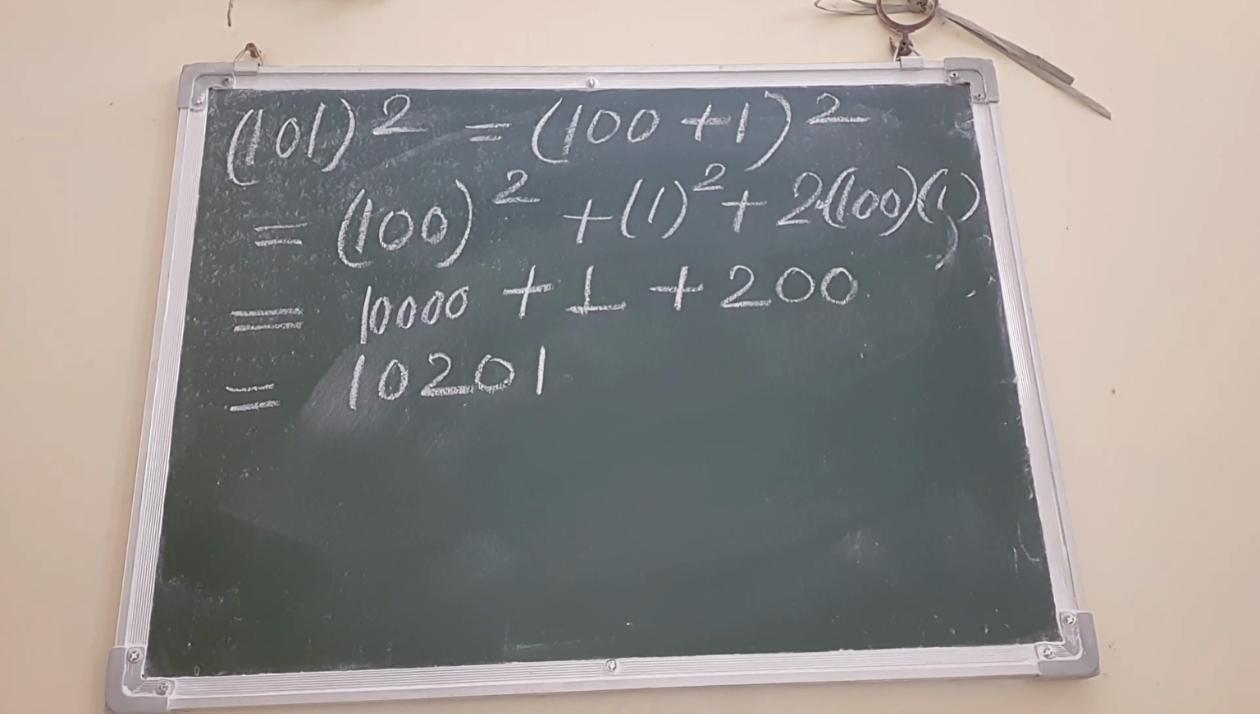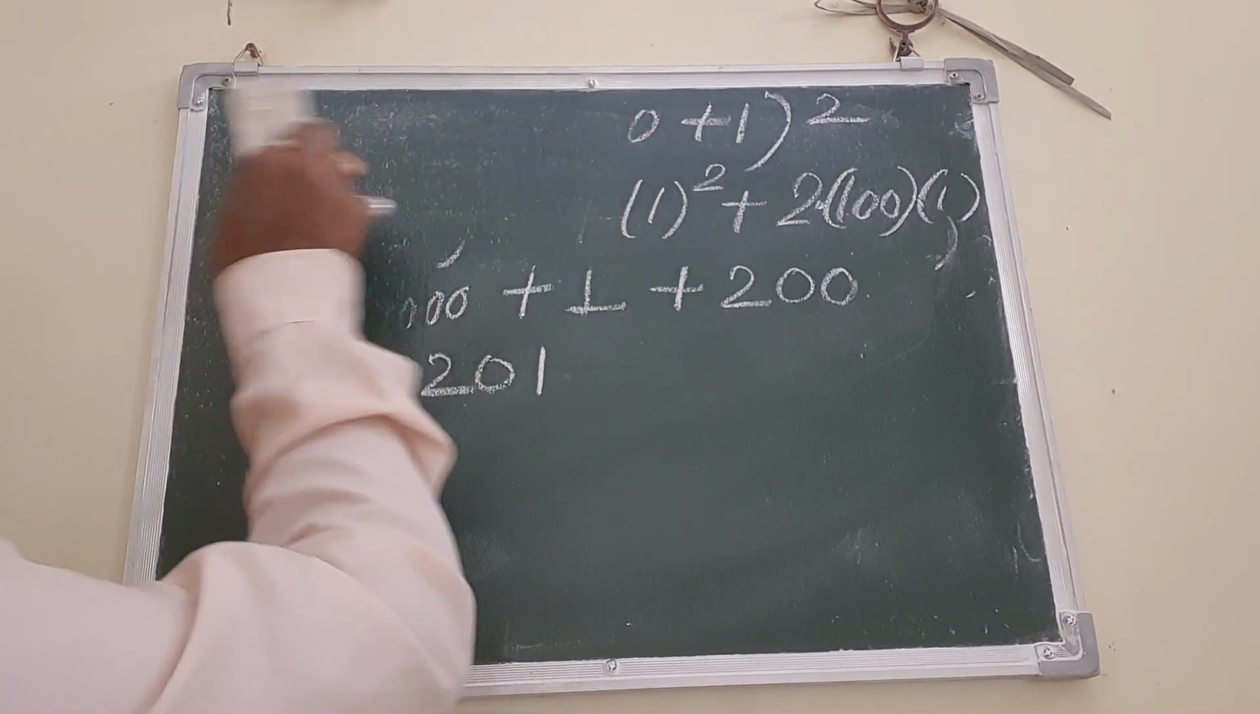So we are going to understand this question once more. 101 square, we can write it as 100 plus 1 whole square. So it becomes 100 square plus 1 square plus 2 into 100 into 1. So it becomes 10000 plus 1 plus 200. So it becomes 10201. So this is our answer. So I think you all might have understood this question. So we are proceeding to the next question.